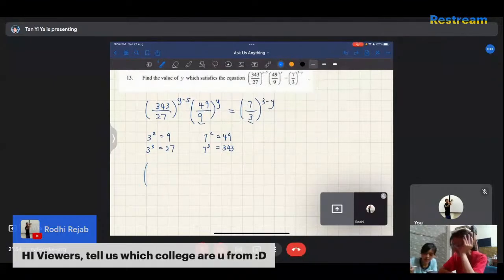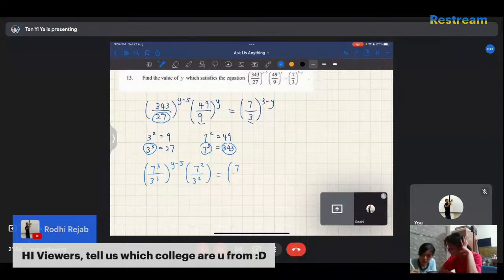It will be like this. I replace this with this, then I replace 27 with 3 power 3. The rest I just copy down. Same goes for here. There is nothing to change about this, so we leave it.